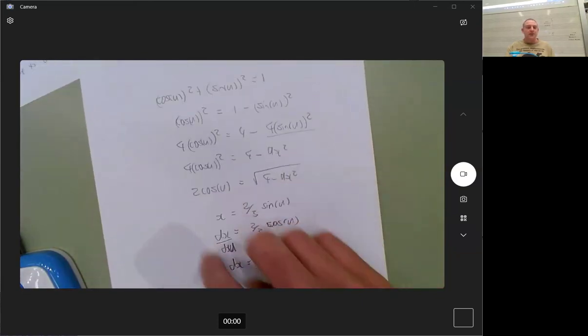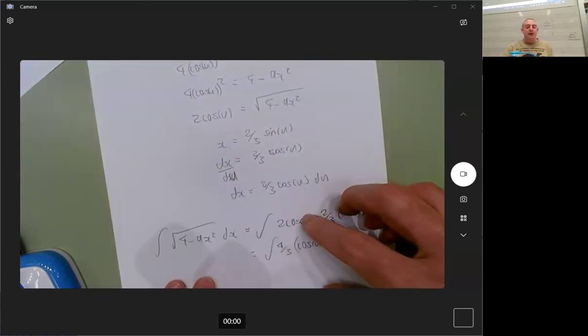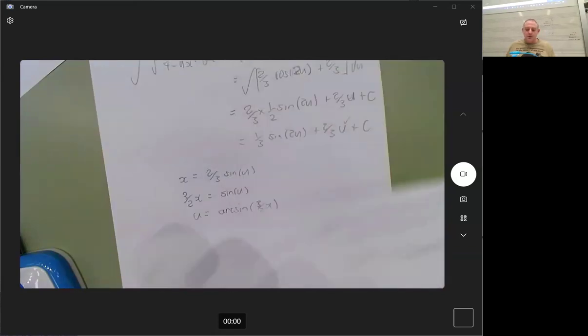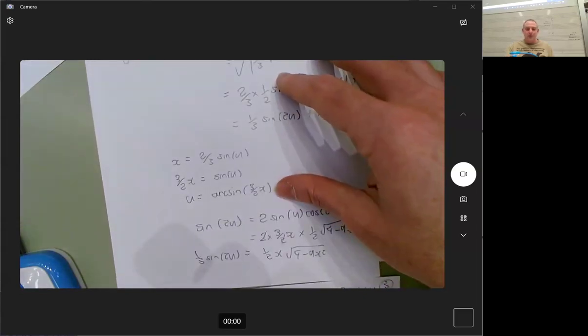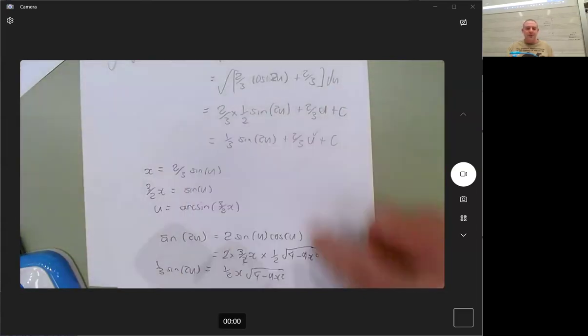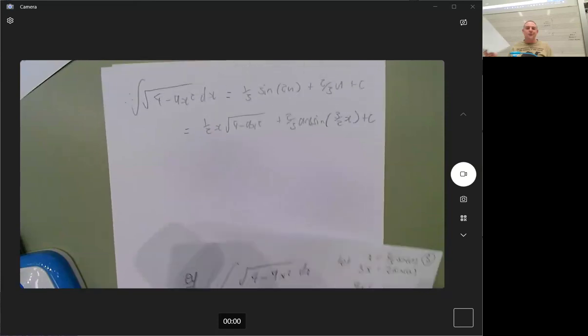The next bit was dealing with the dx. And all of that allowed me to change my integral into something. And then the next part was using a trig identity to change that integral into something. And then I did the integral. And then the next bit was figuring out what all of this stuff is in terms of x, and then subbing it back in. And so that is how trig substitution works.